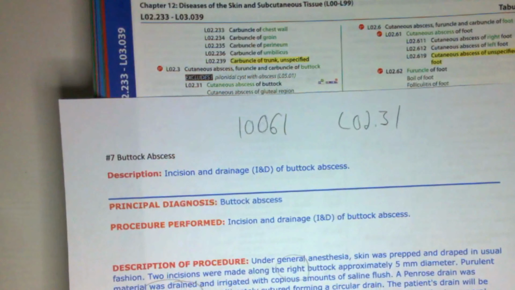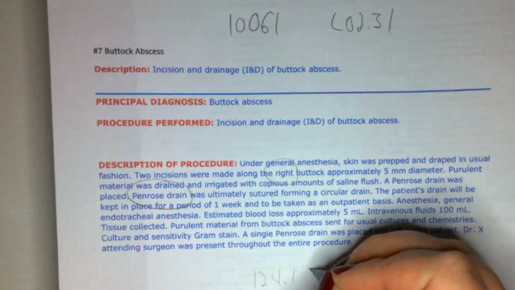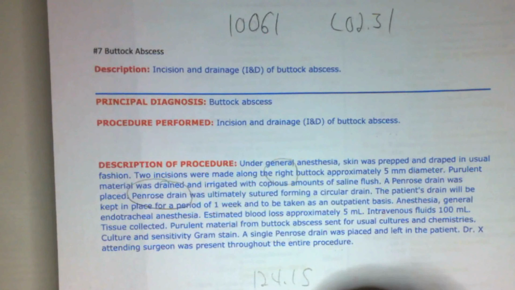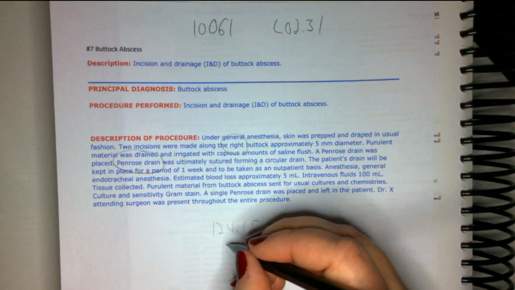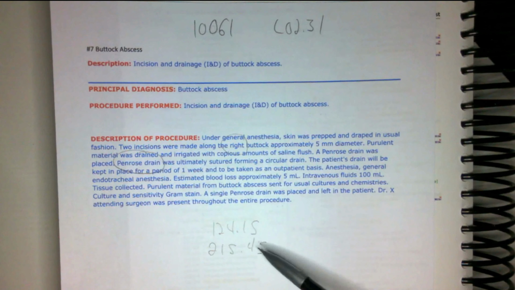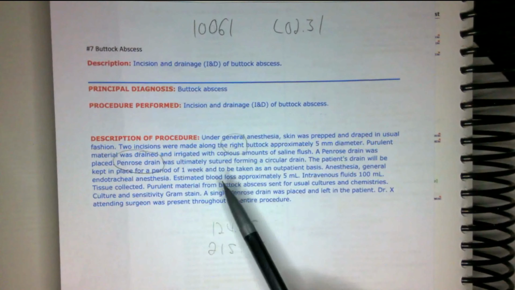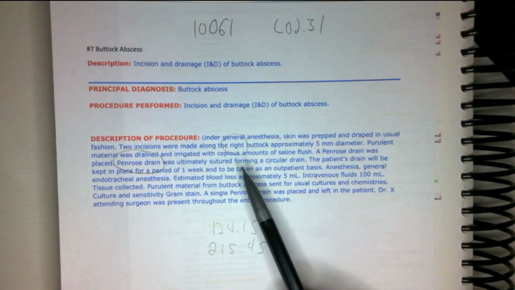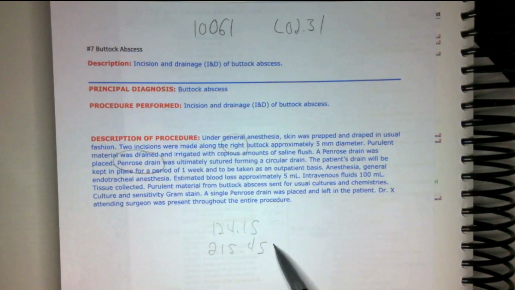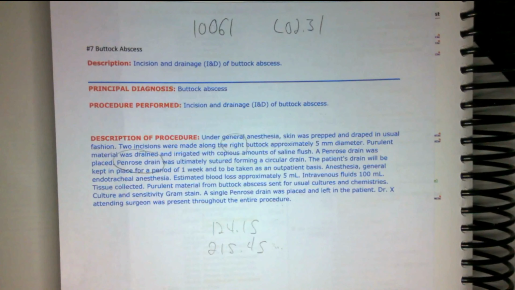Be very careful about the simple versus complicated, because the average for a non-facility location is about $124.15 for the simple code. The complicated code is about $215.45, so that means you could have quite a different reimbursement if you code for the simple or the complicated and code that incorrectly. So you definitely want to get familiar with what constitutes the complicated so you know that you get that extra money when you're entitled to it because you already did the work.